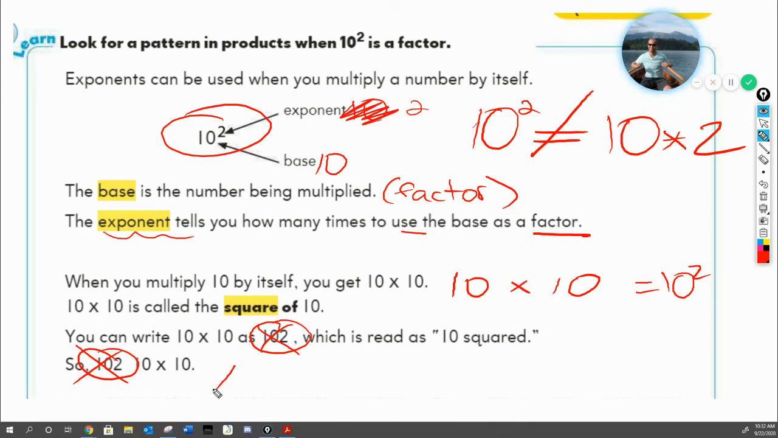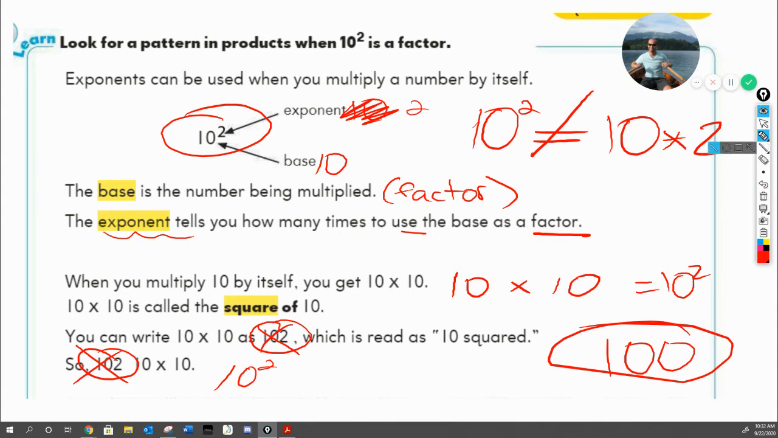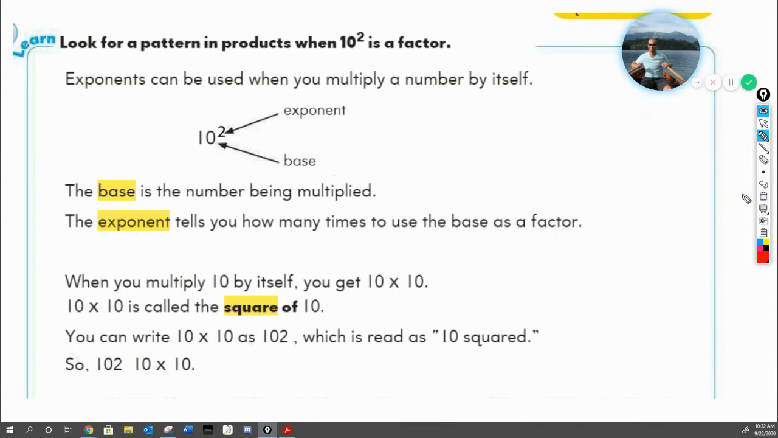You can write 10 times 10 as 10 squared. 10 is a factor 2 times. And if you know that 10 is a factor 2 times and 10 times 10 is a factor 2 times, then that's going to equal what? Say it. I don't want to pretend I heard you there. 100. All right. Got it? Get it? Good. Let's buckle up and move on, my friends.